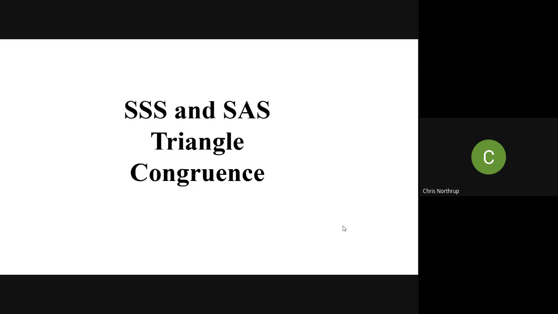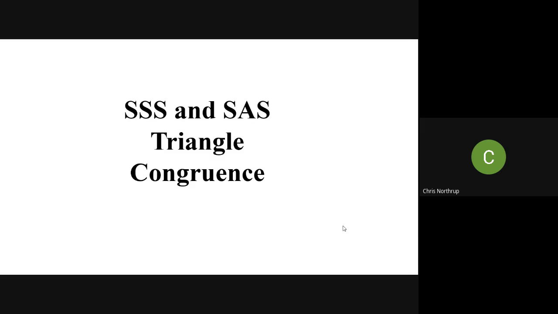They're called side, side, side, and side, angle, side triangle congruence. So we're just going to abbreviate as SSS and SAS. The way that they work is basically if you have two different triangles, if all 3 side pairs are congruent, this postulate says that the triangles themselves are going to be congruent. Basically, we don't need to know any angles as long as we know all 3 side pairs are congruent.